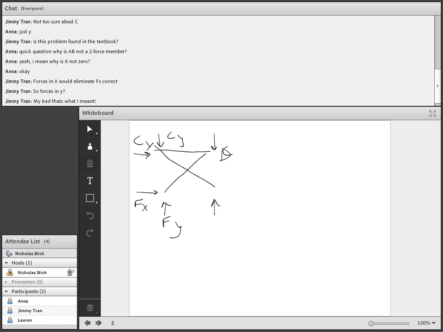So as Jimmy was saying, take the sum of the forces in the x, and you see that's equal to Fx plus Cx equal to 0. Well, Fx is equal to 0, so Cx is equal to 0. Awesome. Next up, I would say let's use the sum of the moments equation. So where should we sum the moments about to quickly get something?